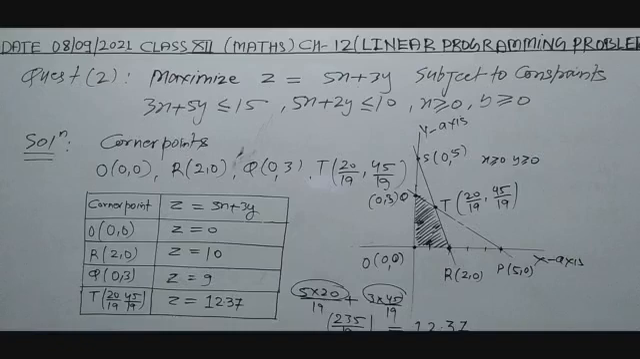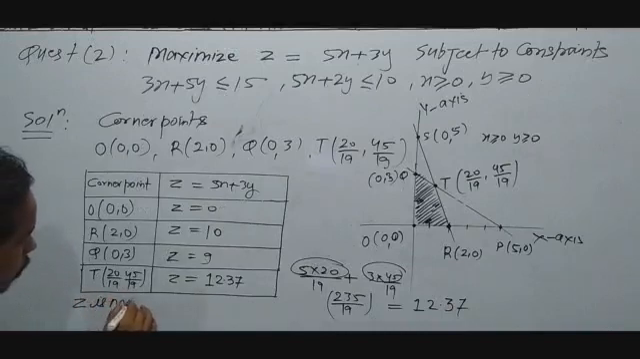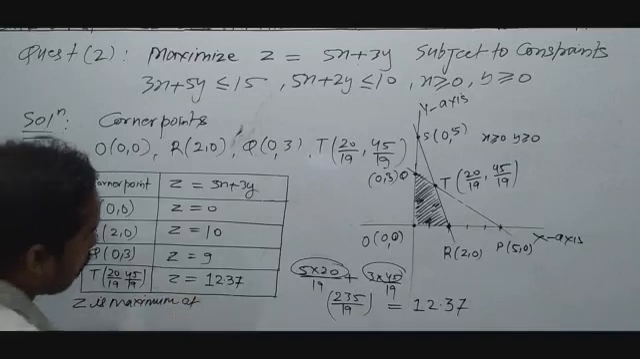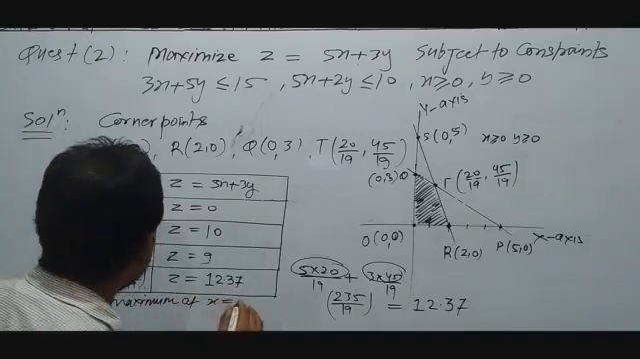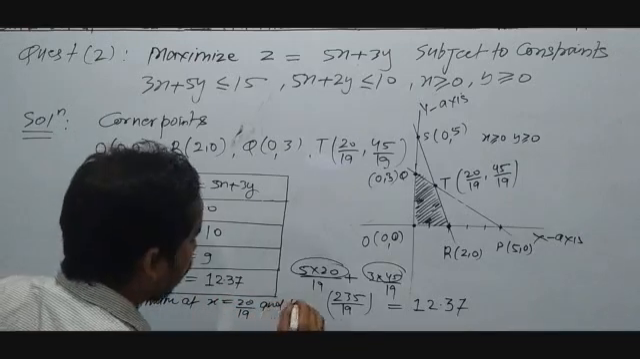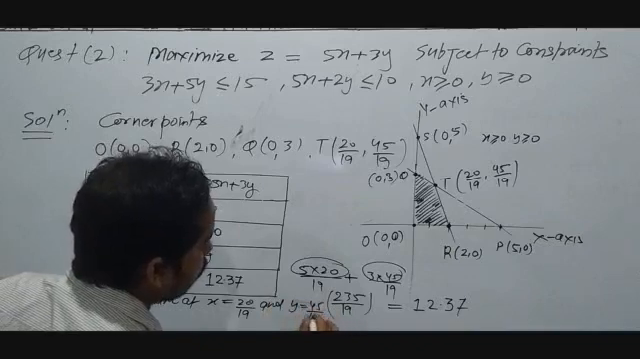Now 12.37 is the maximum value. So z is maximum at x is equal to 20/19 and y is equal to 45/19.